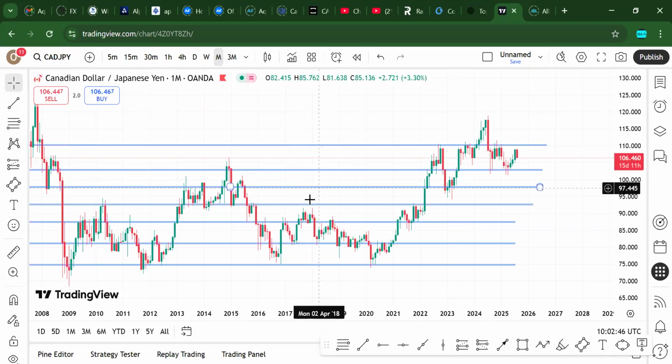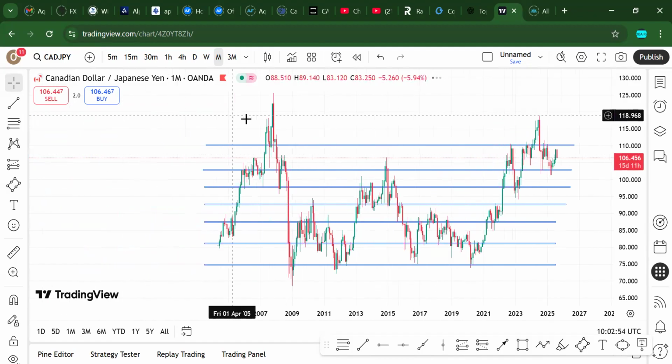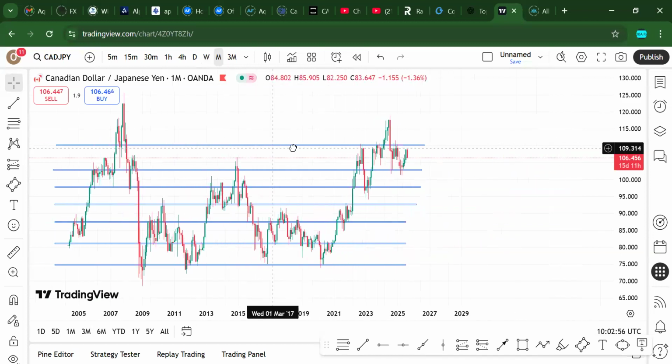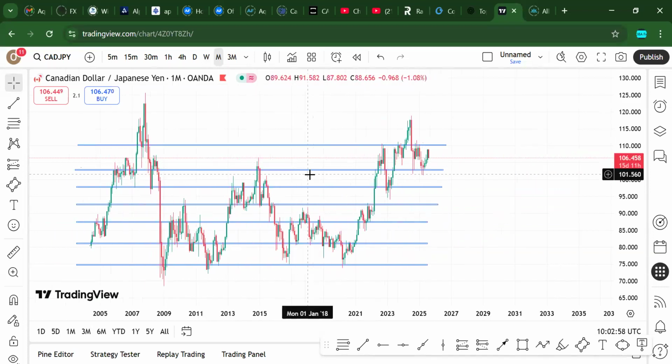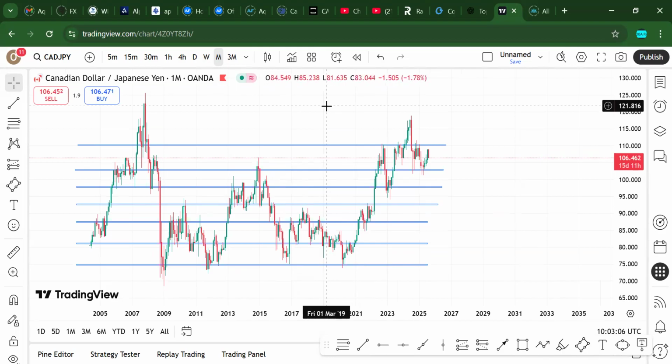You can also see that I've already mapped out my key points of interest because I don't want to end up wasting so much time on this particular video. For those of us that are not conversant on how to map out these key zones, I have a full video on the channel, so you can look it up for better understanding.